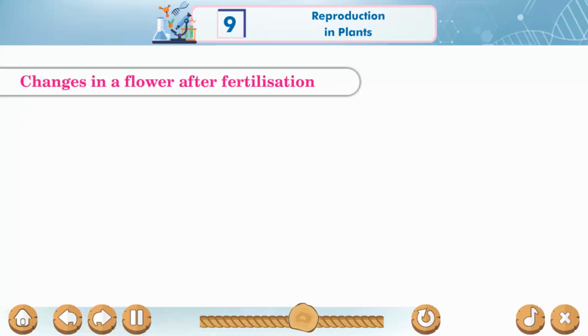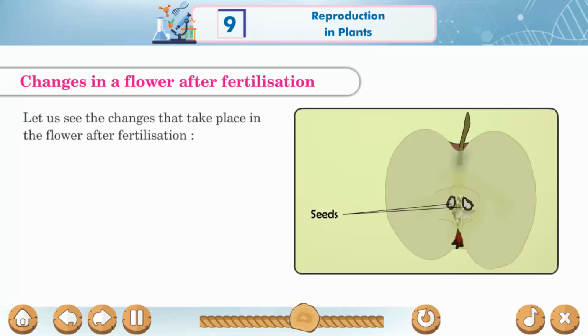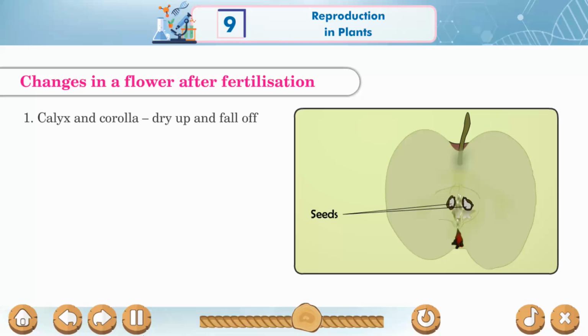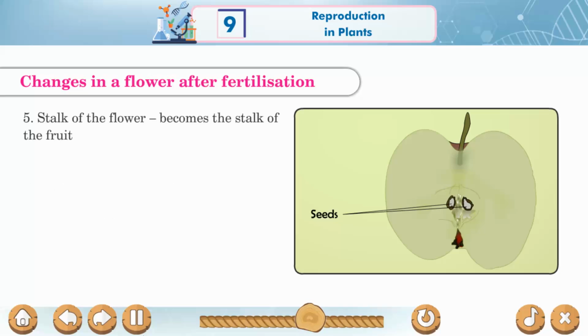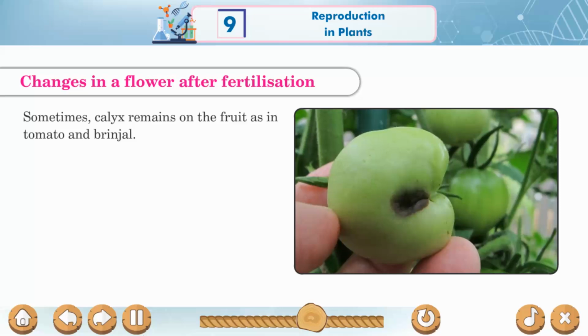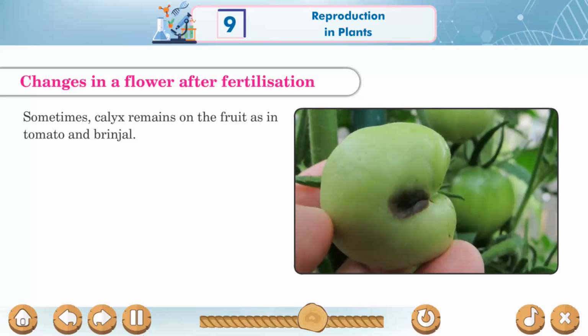Changes in a flower after fertilization. Let us see the changes that take place in the flower after fertilization. 1. Calyx and corolla dry up and fall off. 2. Stigma and style fall off. 3. Ovary develops into fruit. 4. Ovules develop into seeds. 5. Stalk of the flower becomes the stalk of the fruit. Sometimes calyx remains on the fruit as in tomato and brinjal.